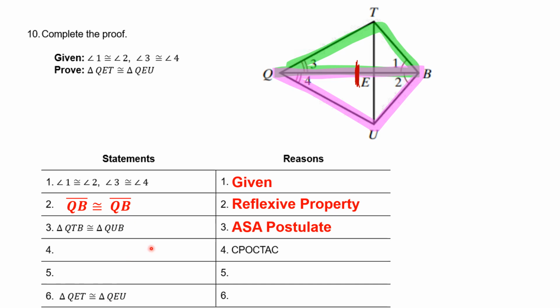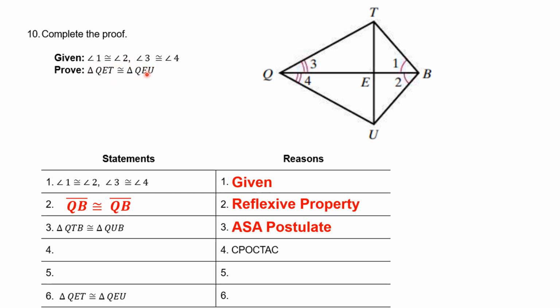All right, and then the next line says we're supposed to use CPOC-TAC. All right, so CPOC-TAC to prove that something is congruent. So let's think about what would we need to prove is congruent at this stage. Well, in order to figure that out, I guess we really need to look ahead and think about what are we going to need to know.